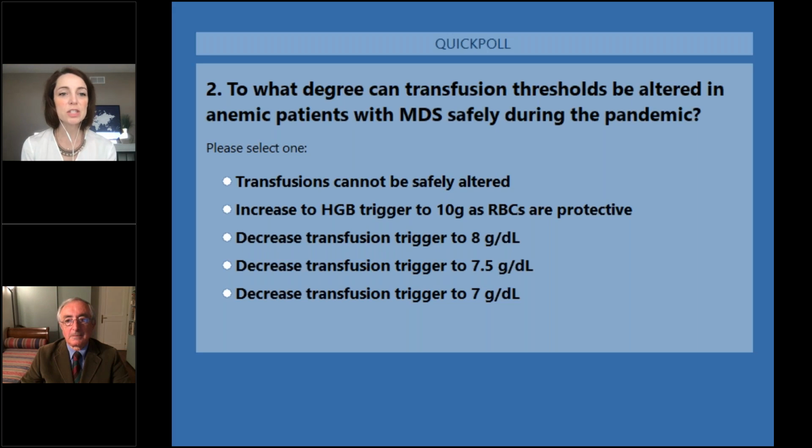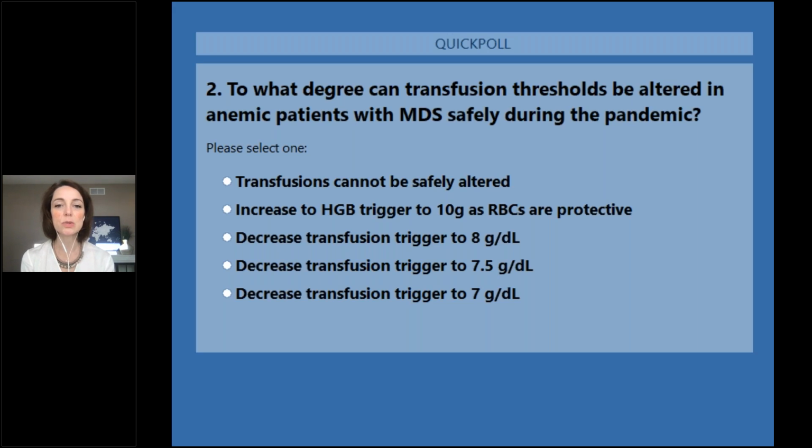Her question: to what degree can transfusion thresholds be altered in anemic patients with MDS safely during the pandemic? Select one of the following. Transfusions cannot be safely altered. Increase the hemoglobin trigger to 10 grams as red blood cells are protective. Decrease the transfusion trigger to 8 grams per deciliter. Decrease the transfusion trigger to 7.5 grams per deciliter. Or last, decrease the transfusion trigger to 7 grams per deciliter.